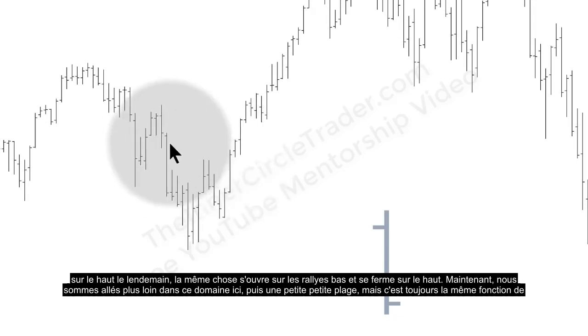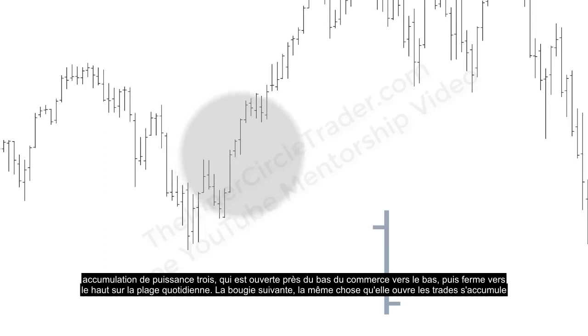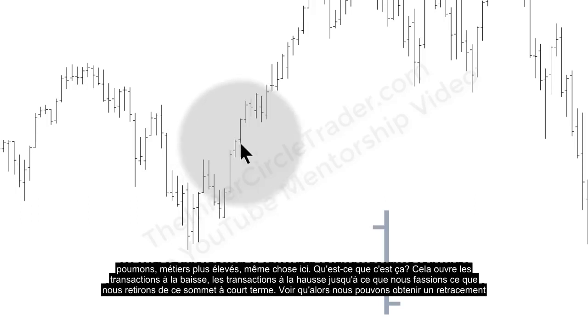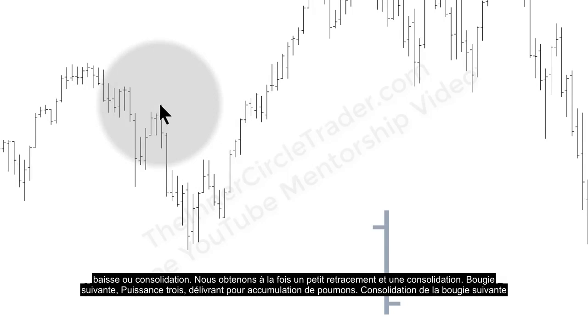Now we've gone deeper into this area here, and in a small little range, but it's still the same function of power 3. Accumulation, which is open near the low, trade down, and then close high on the daily range. Next candle, same thing. It opens, trades down, accumulates longs, trades higher. Same thing here. What's this? It opens, trades down, trades higher. Until we do what? We take out this short-term high. See that? Then we can get a retracement lower or consolidation.